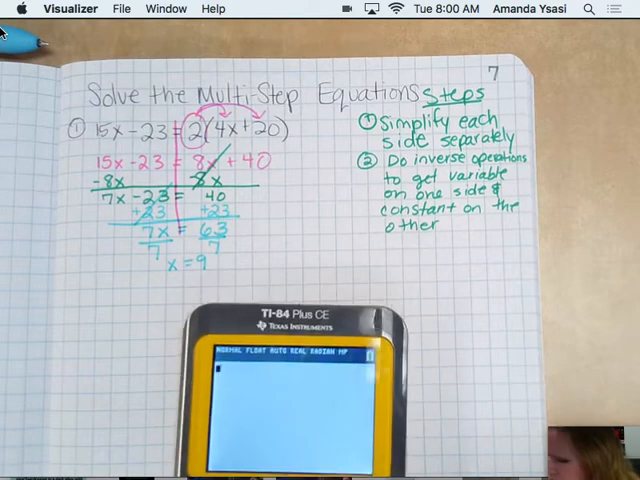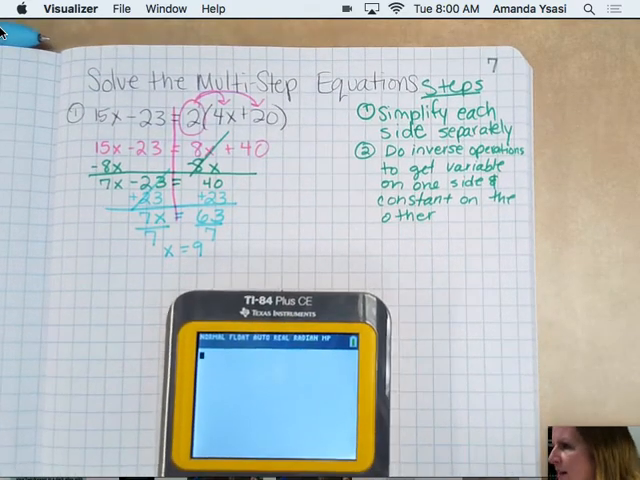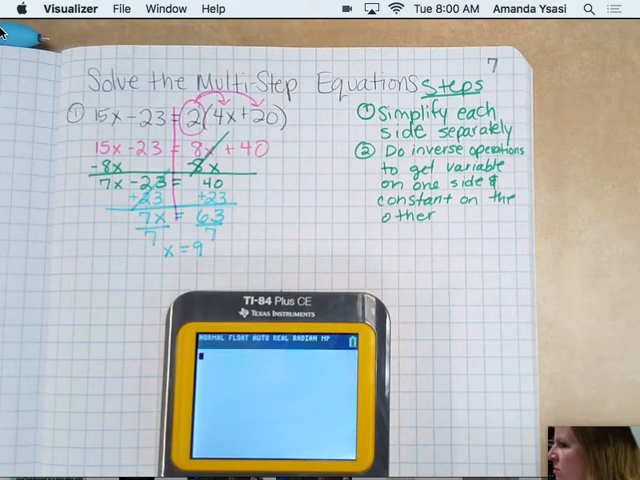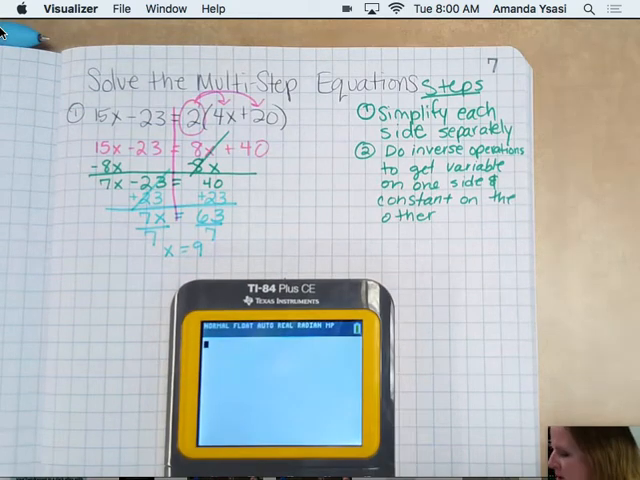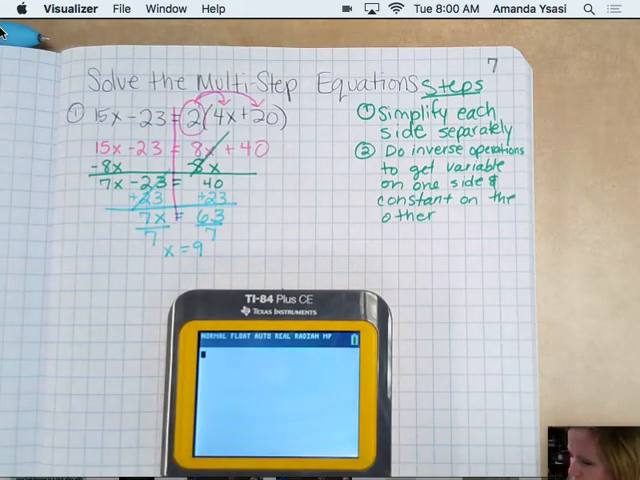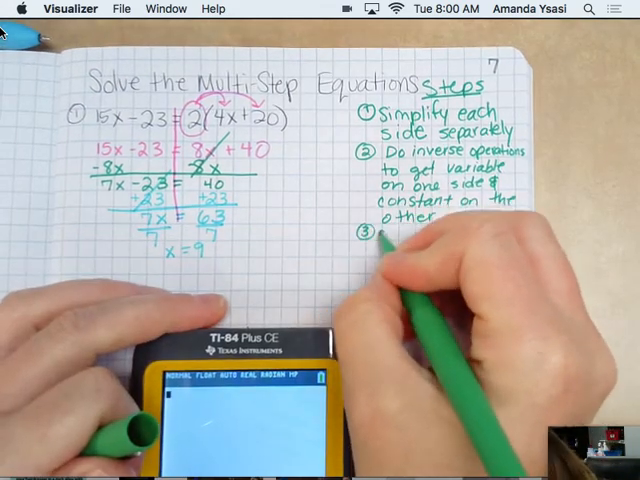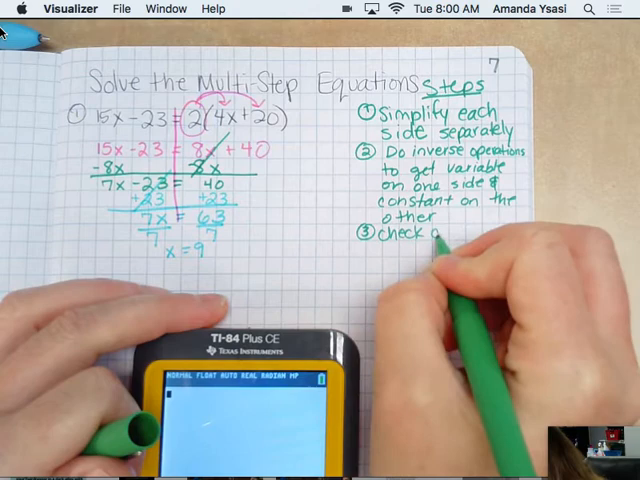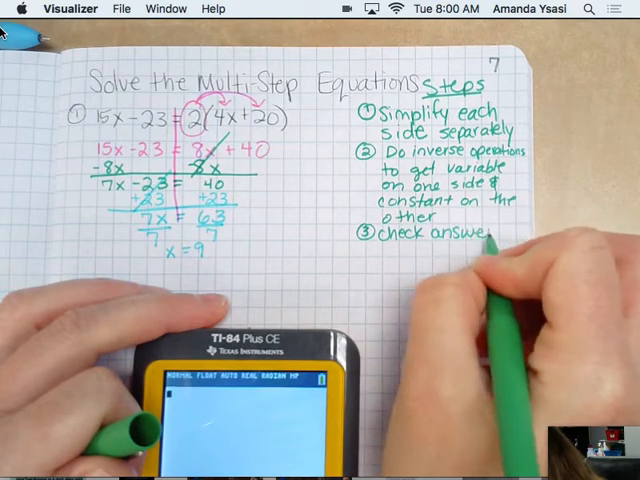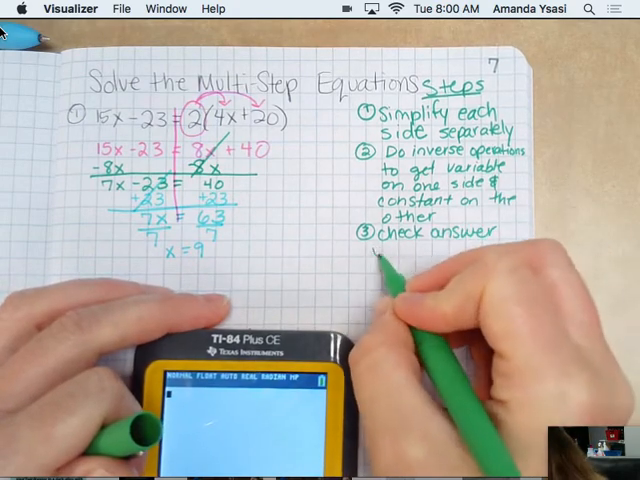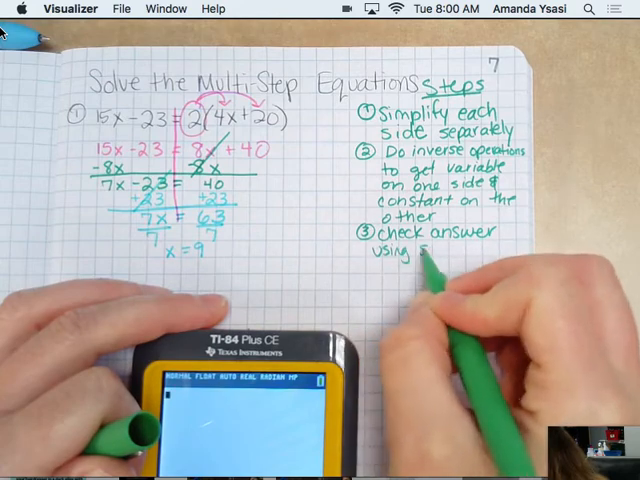But we are going to check our answer by plugging it in. So I need to write step 3, check answer using substitution.